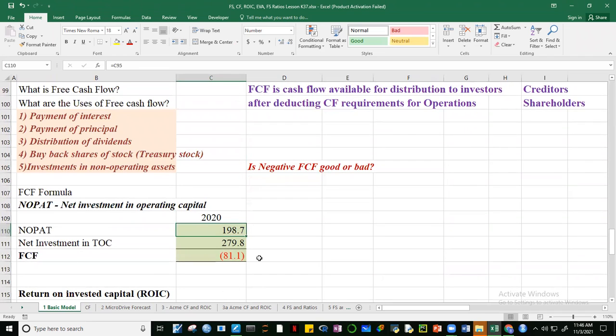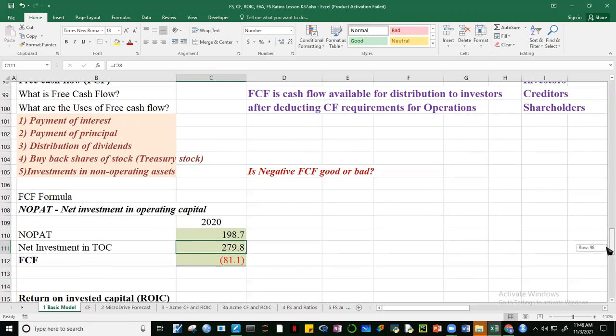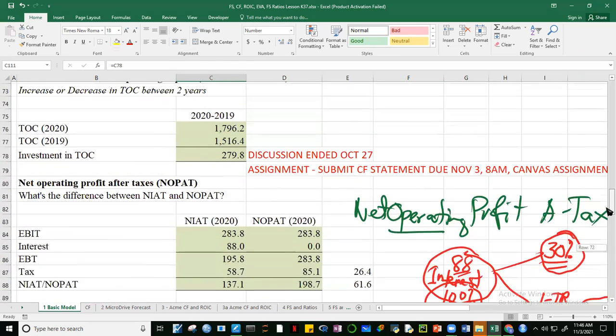Now, how about net investment? Okay, so the reason why free cash flow is negative is because the net investment is higher than your NOPAT. Okay? Okay, let's take a look at net investment. This one.